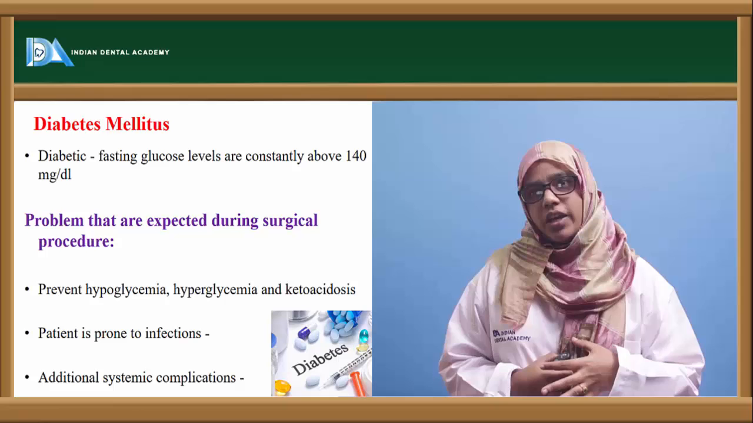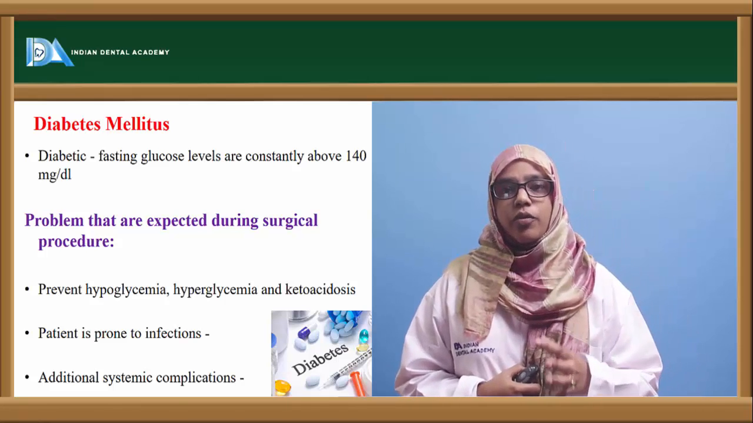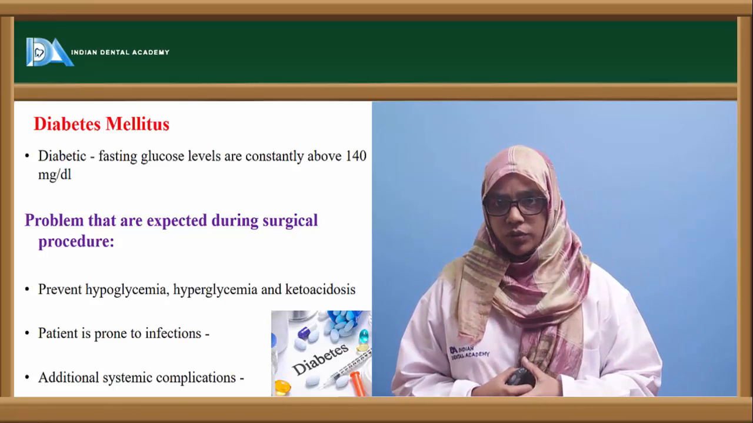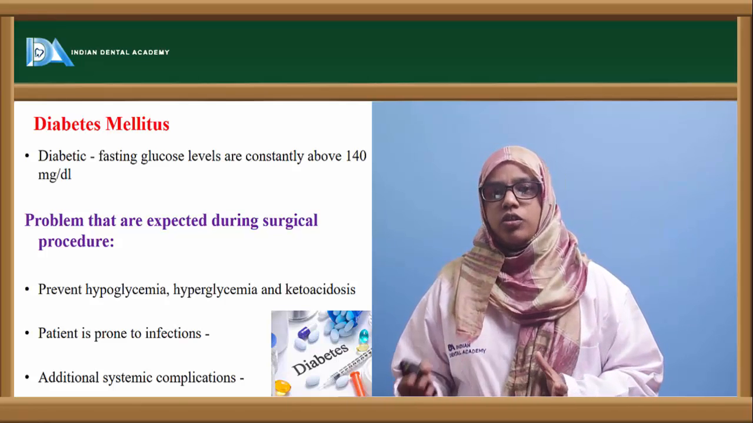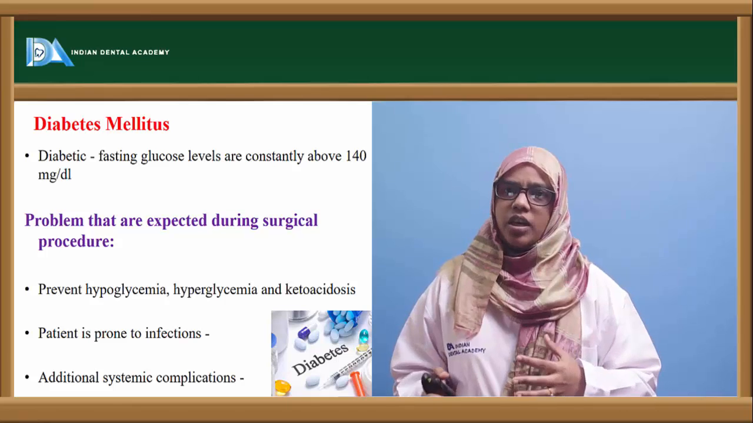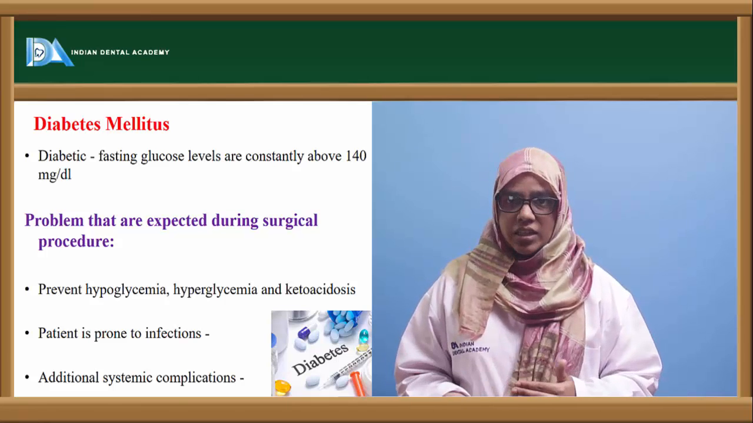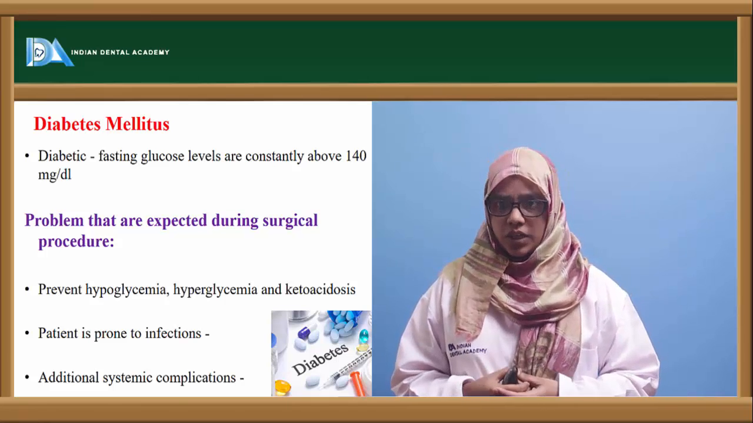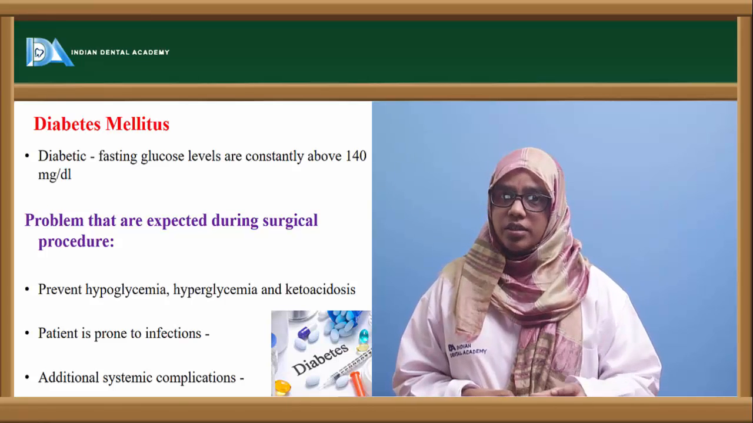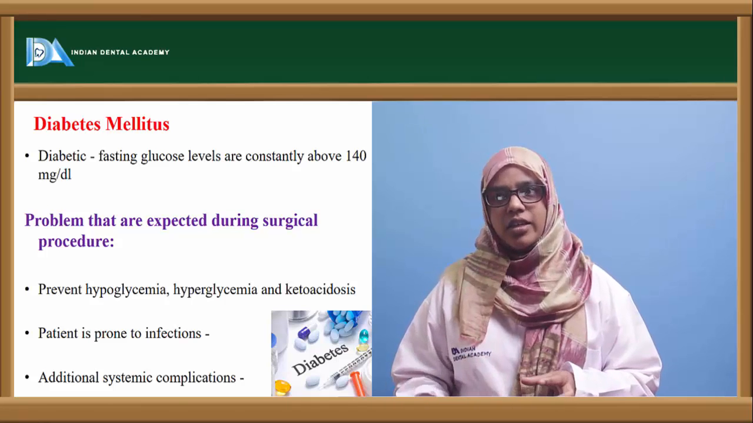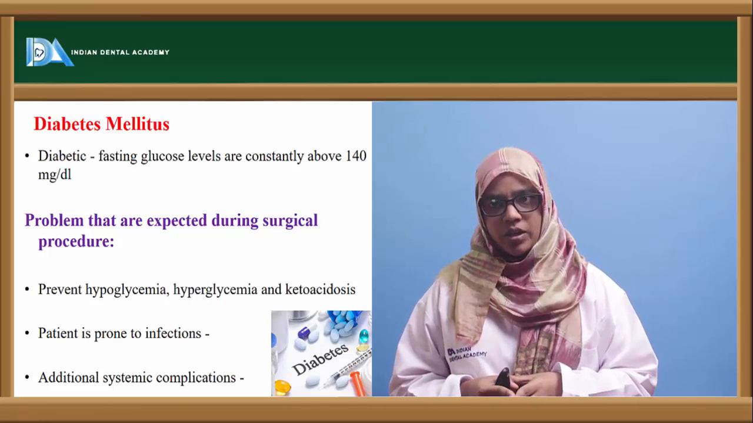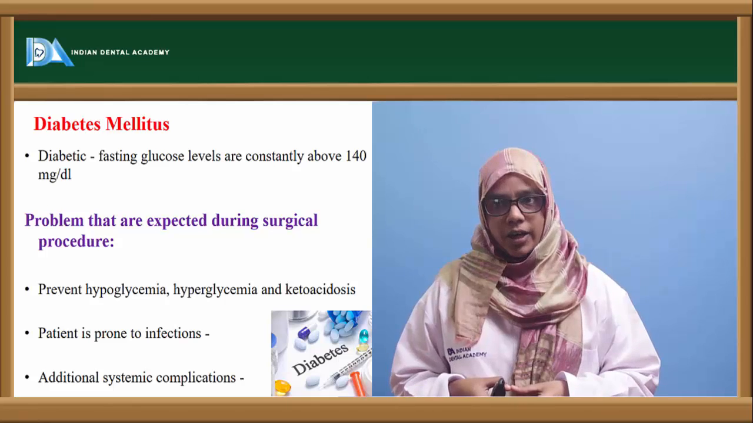We are all aware that diabetes is nothing but an abnormality in the production of insulin. It could be diabetes 1, that is insulin dependent, or diabetes 2, non-insulin dependent. Diabetes 1 is more commonly seen in young patients, whereas 2 is seen in adults. You will consider a patient to be diabetic when the fasting glucose levels are consistently above 140 milligram per deciliter. Now what will happen if the levels are high?